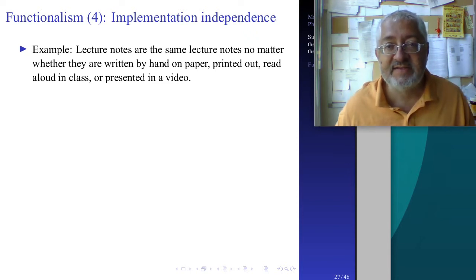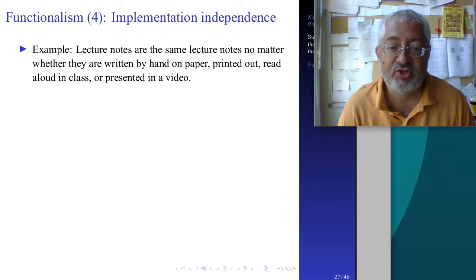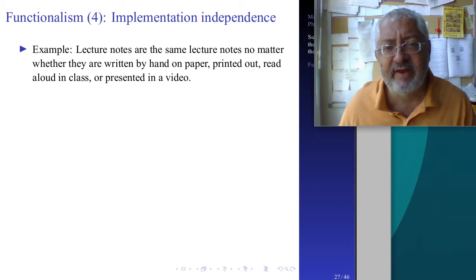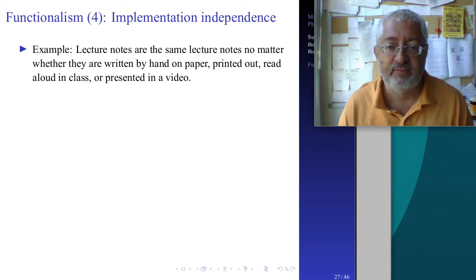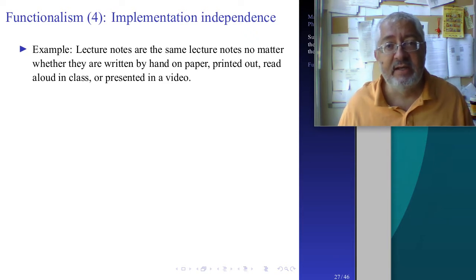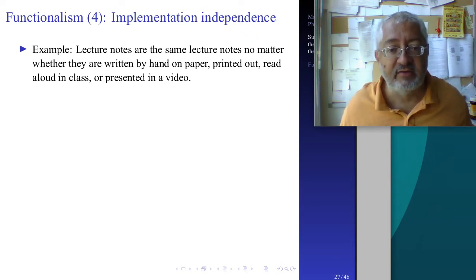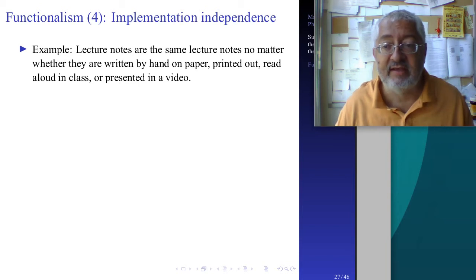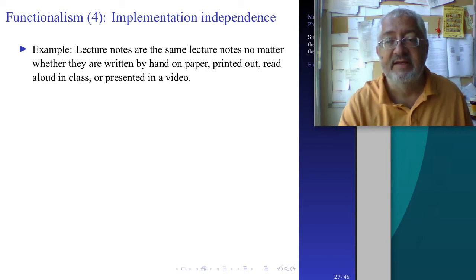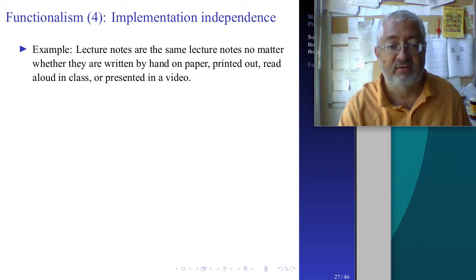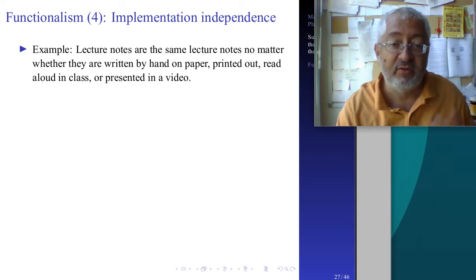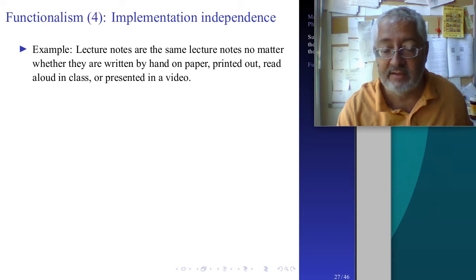So you remember last time we talked about implementation independence, and I gave you this example of lecture notes, but I didn't have slides for it, so now here are the slides if you want to read also. So lecture notes are the same lecture notes, no matter whether they are written by hand on paper, whether they're printed out or read aloud in class or presented in a video like here, right? Here are my lecture notes on this slide. So these are the same lecture notes that you might get printed out. They are not different lecture notes, although they are presented in a different way, right?